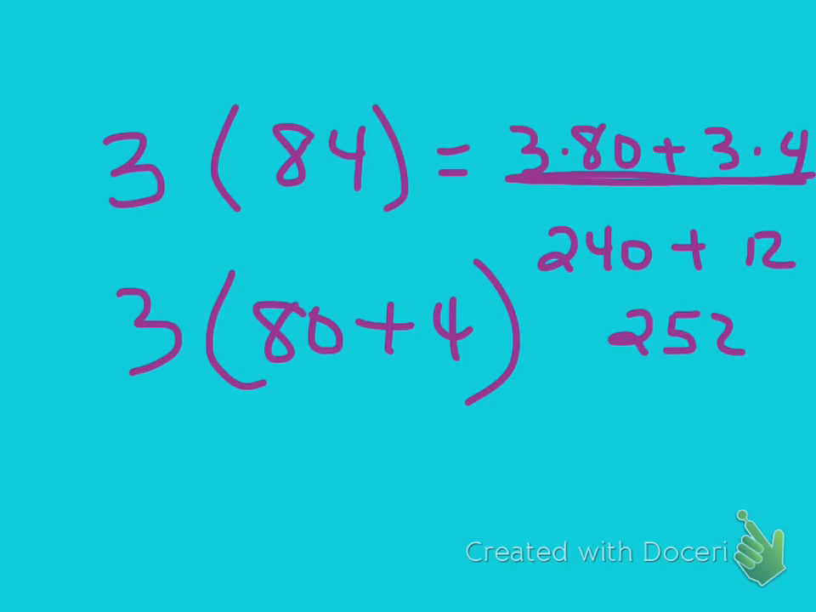Okay. Well, we're done with the distributive property. We did it with some big ones and some small ones and some negatives. So we're done.